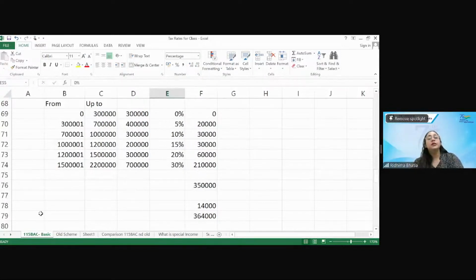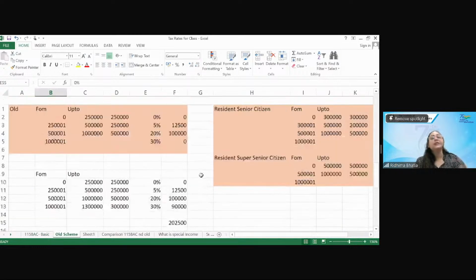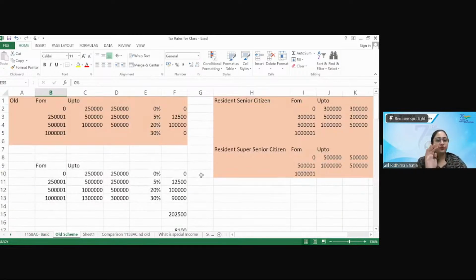Perfect. Now this is the new scheme. What does the old scheme talk about? In the old scheme the slab rates have three different types of rate: one in general, one for resident senior citizen, and one for resident super senior citizen. Technically, there is no concept of resident senior citizen or super senior citizen in the new scheme. That is the default regime. In the default regime there is one rate for all.